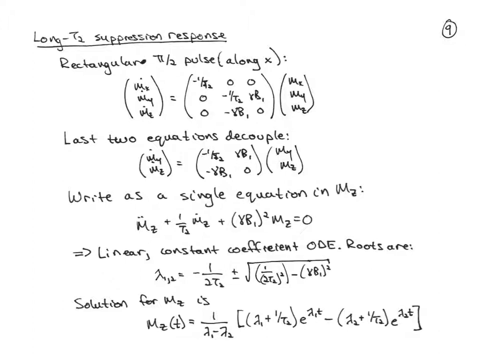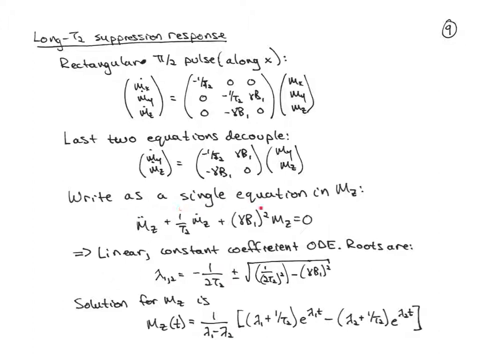Okay, so let's look mathematically at the long T2 suppression response. Here's the Bloch equation that governs the rotation of the magnetization, the behavior of the magnetization during the pi/2 pulse. This is like the Bloch equation that we've seen earlier for RF pulses, but we now have the T2 relaxation terms on the diagonal. Now the last two equations will decouple from the first equation, right? The MX equation doesn't depend on the MY or MZ components, so we can look at these in isolation.